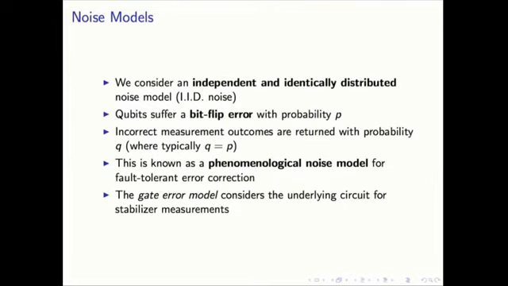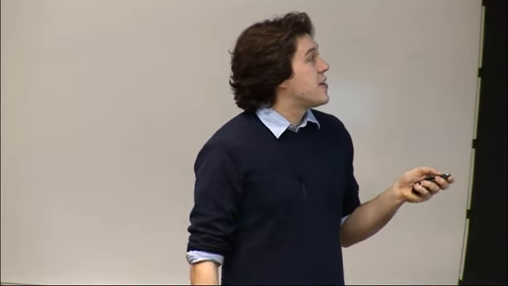Okay, so here's a bunch of terminology now. We consider independent and identical noise models. This isn't realistic, most likely, but it's analytically and numerically tractable. So for the error model, we go to every single qubit and we flip it with probability p. With probability 1 minus p, no error occurred on that qubit.